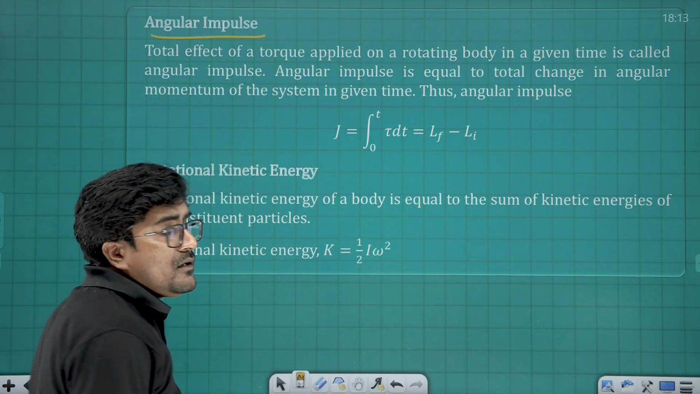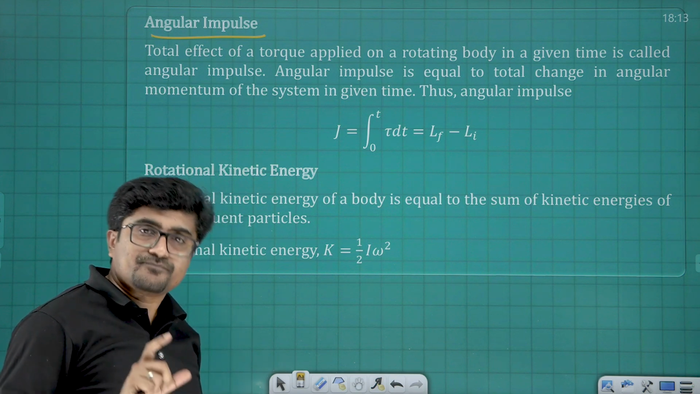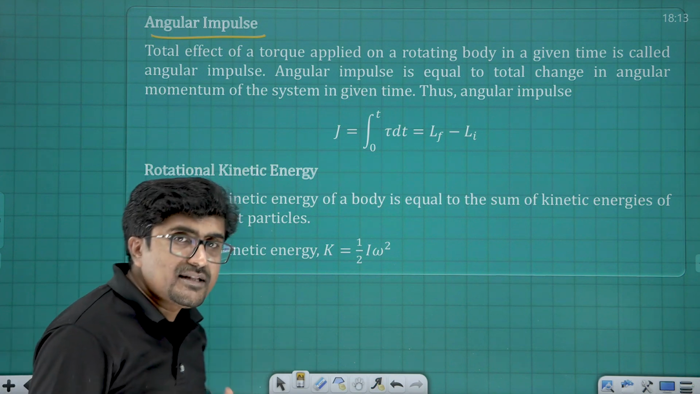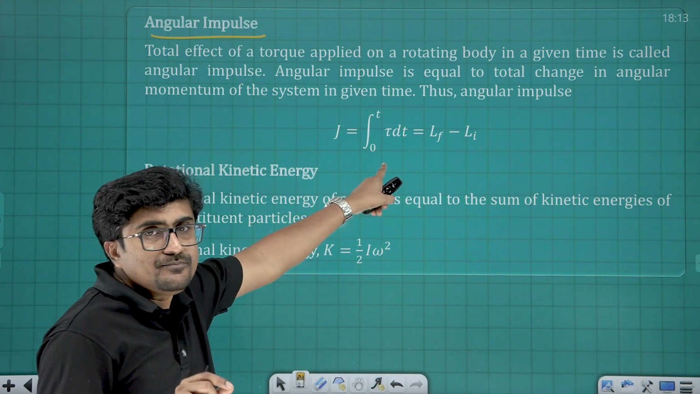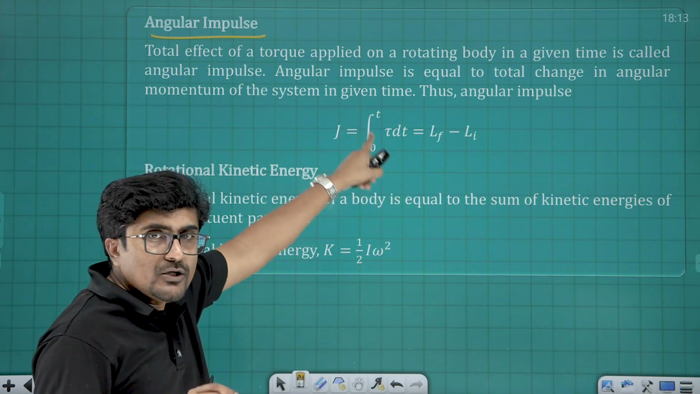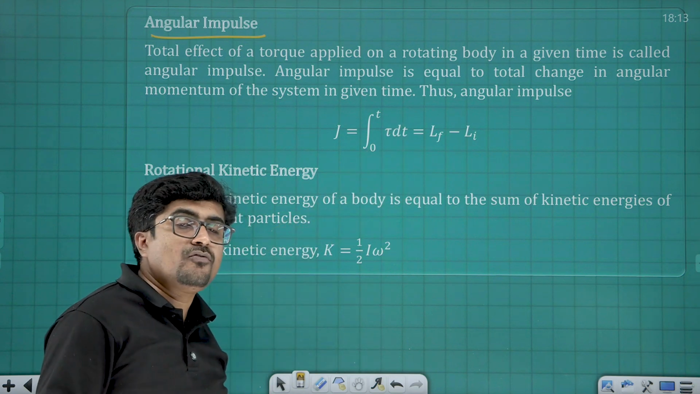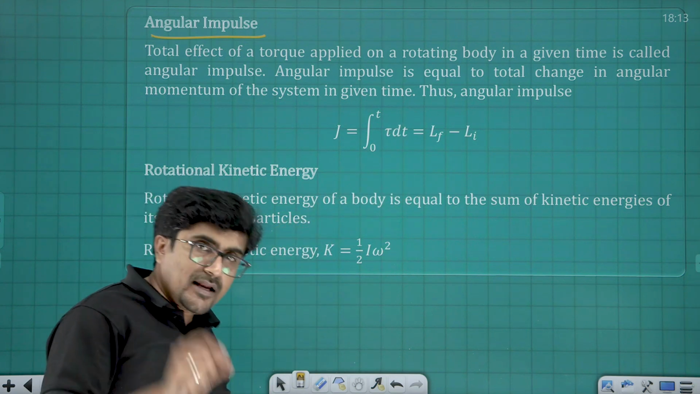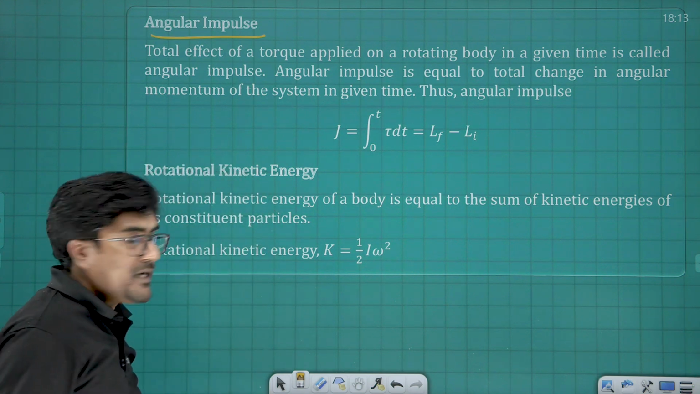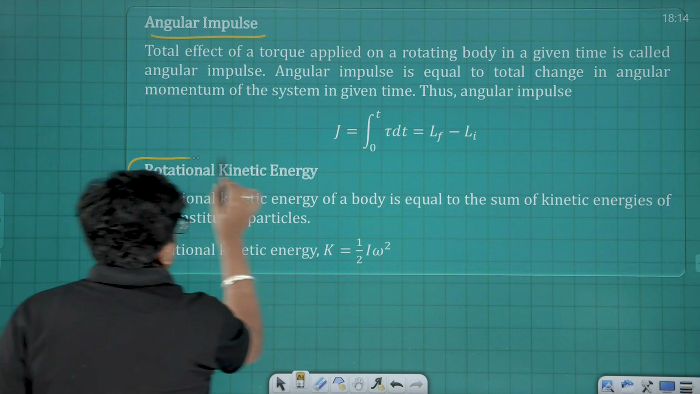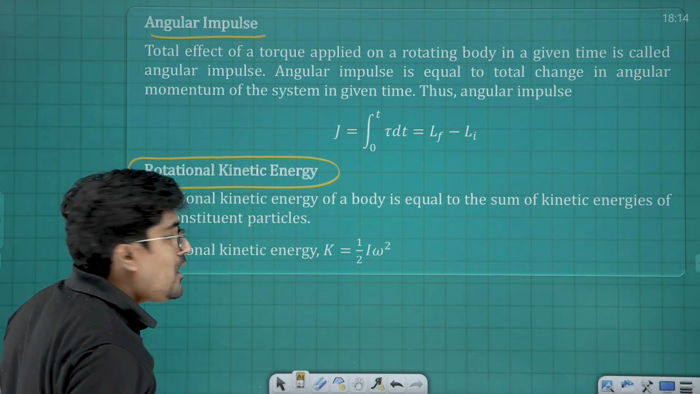The next is angular impulse. Angular impulse is the total change in angular momentum. In two ways we can represent that: the integral of tau times dt within the limits t1 to t2, or definitely L final minus L initial. L final stands for final angular momentum and L initial stands for initial angular momentum. And this is again a very important thing, that is rotational kinetic energy.